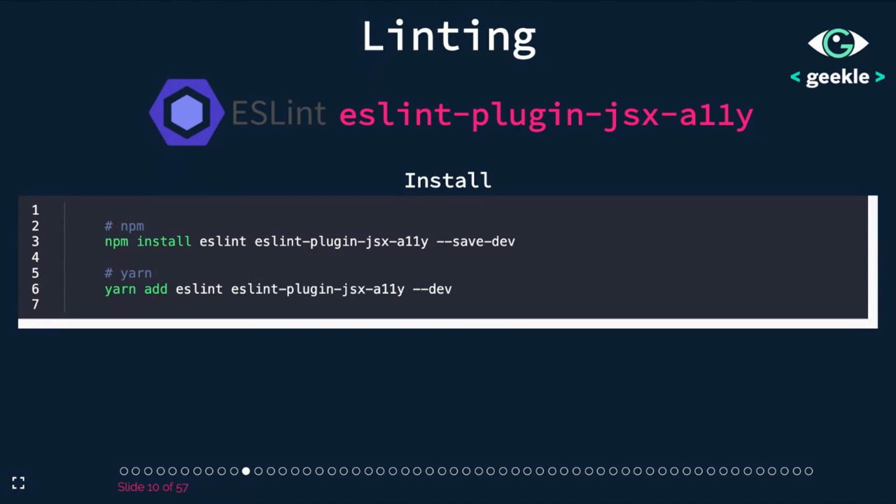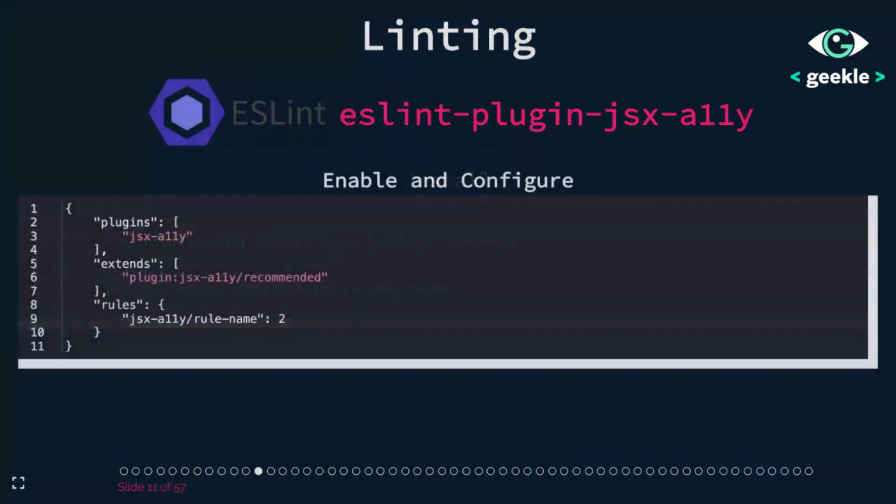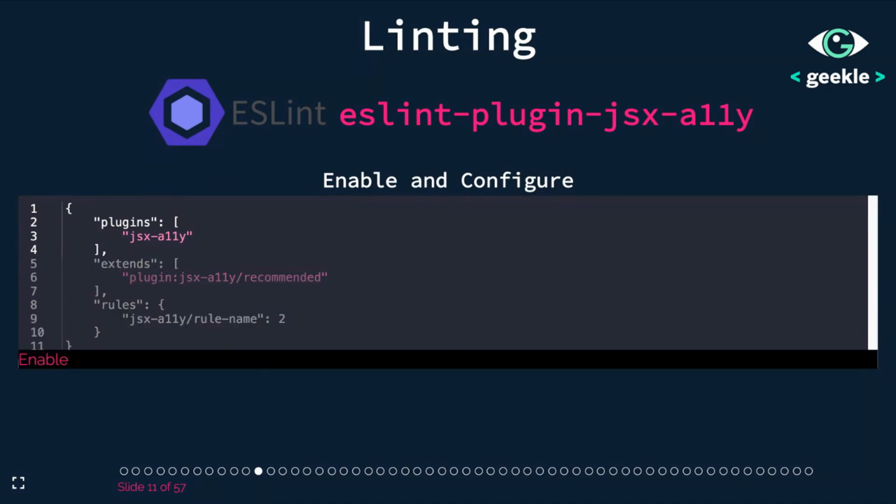So to install, if you haven't installed ESLint already, you'll include that, and you'll include the plugin and save those to your development dependencies. You'll configure the plugin in either your .eslintrc, .eslintrc.json, or the eslintConfig property in your package.json, wherever it is that you have ESLint configured. So to enable it, you'll add the plugin by adding jsx-a11y to the plugins array.